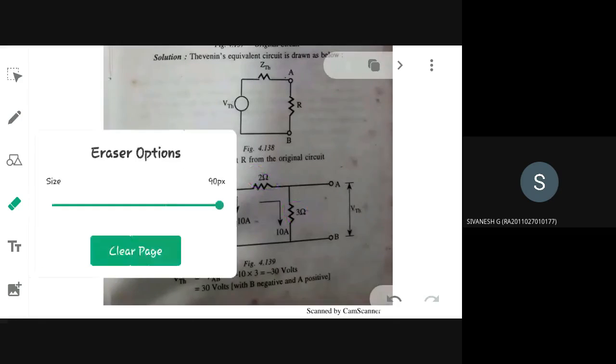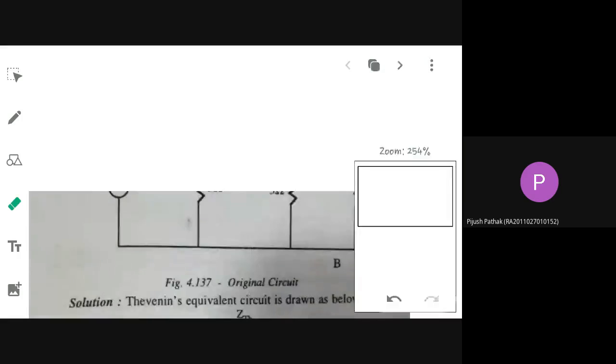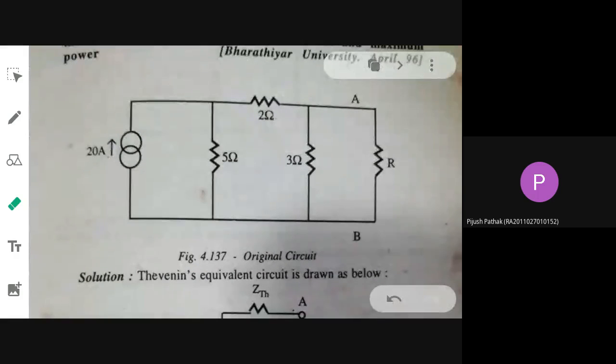Now after finding VThevenin, what is the next thing that you need to do? RThevenin. So how will you find out RThevenin? What is the procedure for finding out RThevenin? Yes, you have to kill the sources. So only one source is there. We will disconnect this. It is the voltage source, so what will you do? Open, ma'am. Open and redraw the circuit again.